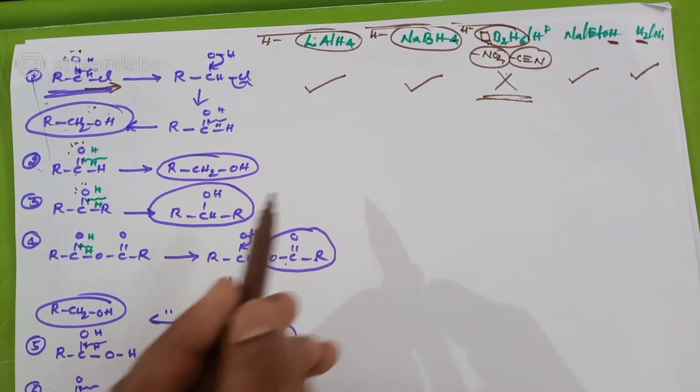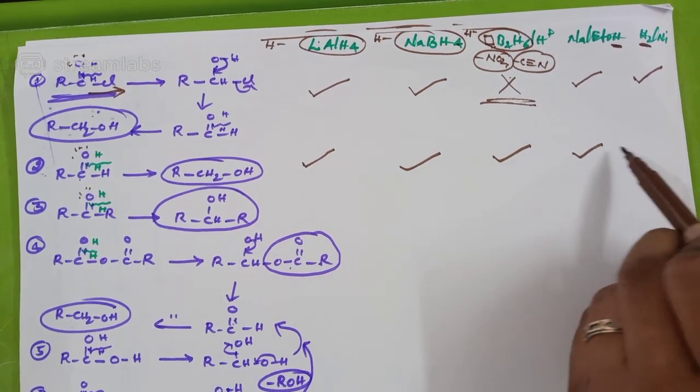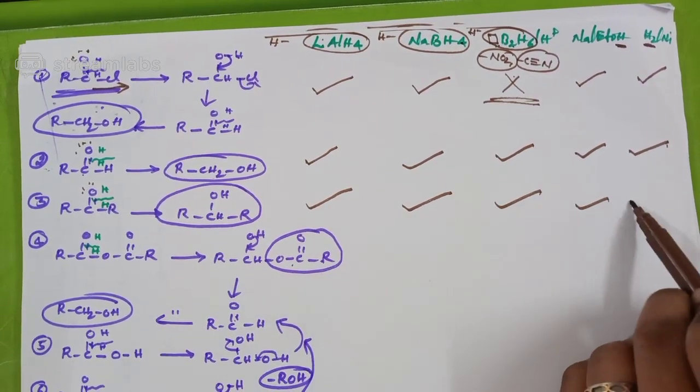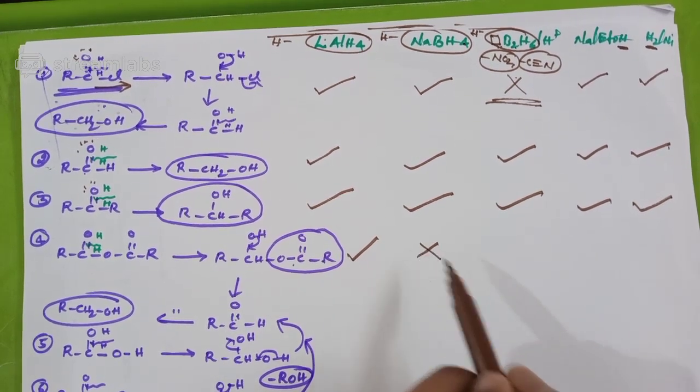And if I go for the second part, aldehydes, yes, aldehydes can be reduced by all compounds. There is no exception. For ketones also same, they can be reduced by all. Acid anhydride, yes, by LiAlH4, but not with sodium borohydride.